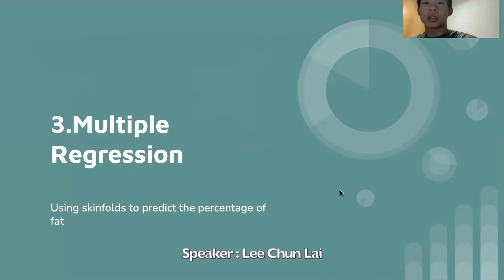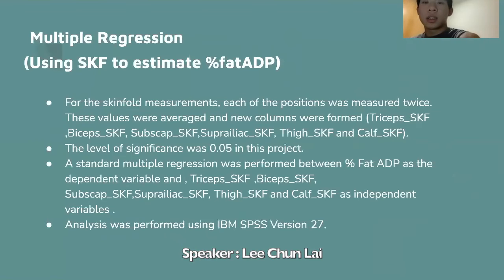And now we are going to talk about the multiple regression of using skin fold to predict the percentage of fat. Next, please. For the multiple regression for skin fold measurement, each of the positions was measured twice, which is the tricep, bicep, subscap, superior thigh, and the cleft. These values were averaged and new columns were formed. A level of significance of 0.05 was used in this project.